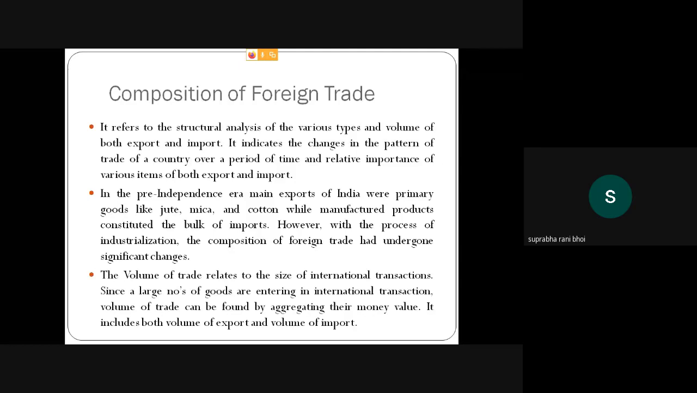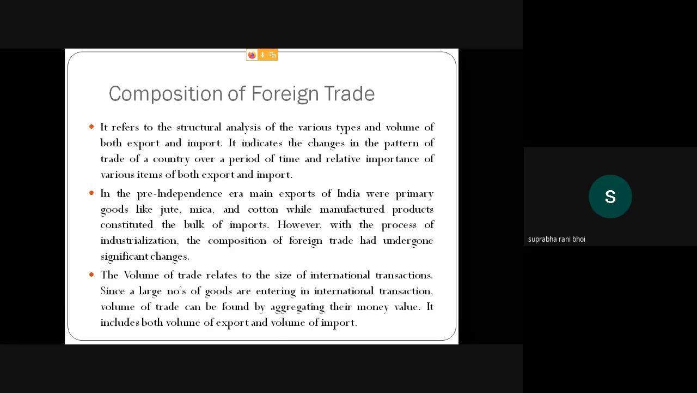Next important thing is, what is the composition of foreign trade? This is important, dear learners, for you. What do you mean by composition of foreign trade? Composition of foreign trade refers to the structural analysis of various types and volumes of both export and import. I must mention here one thing, that foreign trade has two parts. One part is your export and another part is your import.